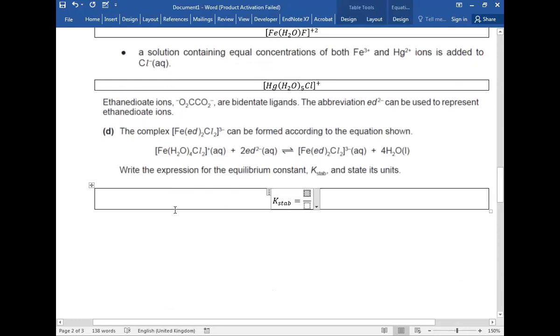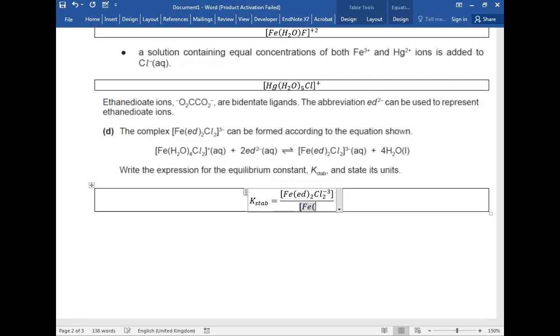Yes, what will the expression be? Anyone? Iron, H2O taken twice, chloride, overall charge is -3, and a long bracket for concentration in mole per dm cube, and iron, H2O 4 times, chloride twice, overall charge is +1. Water is not involved in the expression.